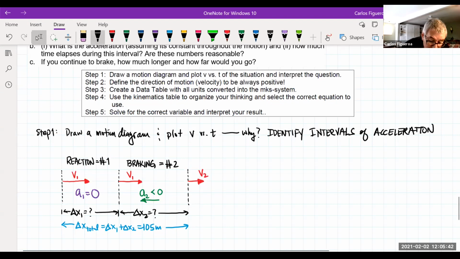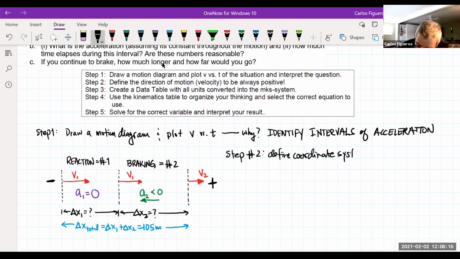So a couple of things that I would do here is that I'm going to go to step 2. I think I've identified everything, right? So now let's look at some details. If I go to step 2, what am I doing? Because it's moving to the right, this is positive. This is negative. So now I define a coordinate system.